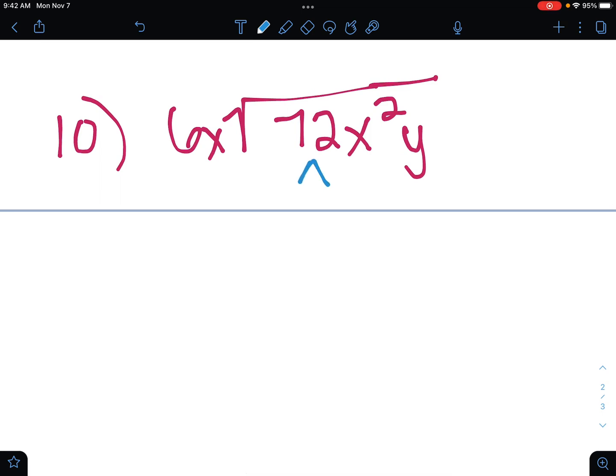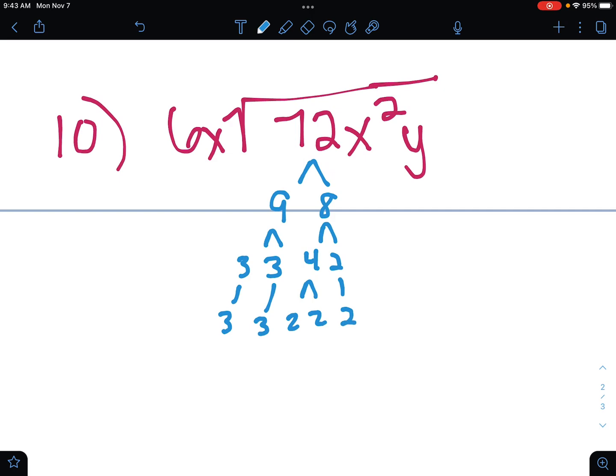All right, so you should have broke 72 down. What times what is 72? We have 9 times 8. If you broke it down differently, totally fine. This gives me 3 and 3. This gives me 4 and 2. I can go one more step with that 4, 2 and 2, 2. Bring down those x's and your y.